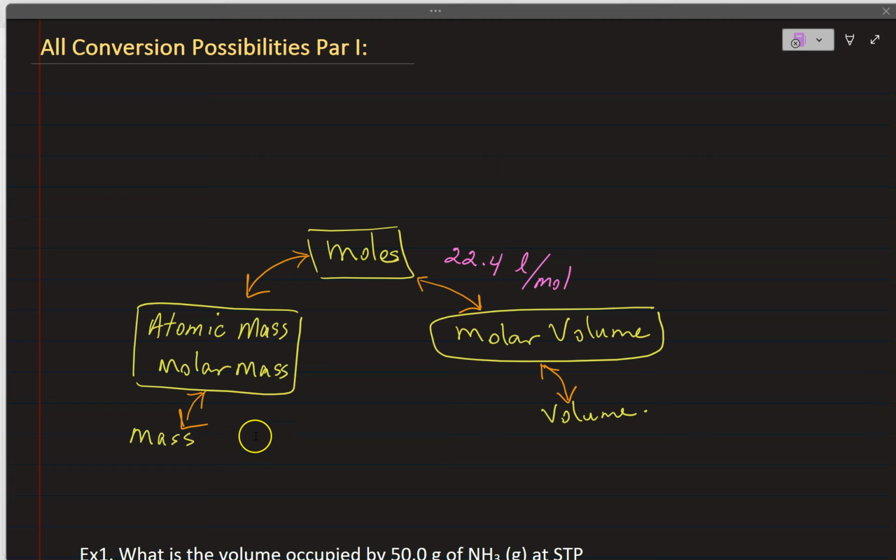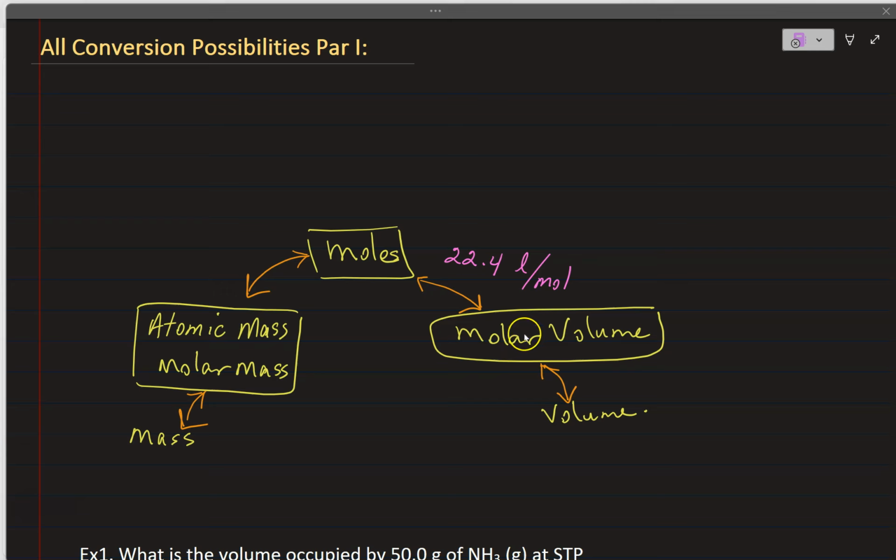Okay, welcome back. In this lesson, I'm going to go through all conversion possibilities, and I've drawn a kind of pictorial representation of when we are changing from one form to another. So far, in the last few lessons, we have changed from moles to atomic mass or molar mass, and then to actual mass, and then also from moles to molar volume, and then the volume.